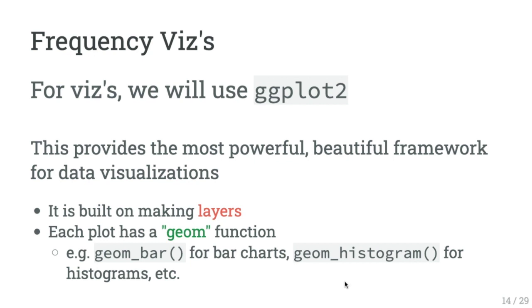The way that it works is that it's built on making layers. So generally we're going to start with a blank canvas, and then we're going to add layers onto it. So you start with a blank canvas, and then it's like painting. So you're going to paint one of the geoms, which is just going to be one way that the data is represented. So geom bar does bar charts, or geom histogram does histograms. And it's like it's going to paint the histogram on there for us. And that's going to be another layer onto the ggplot.